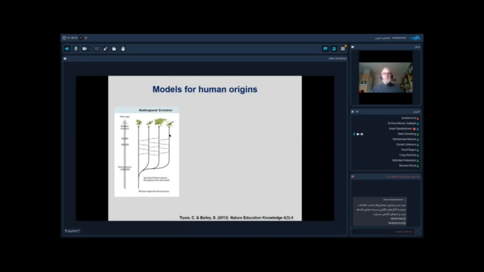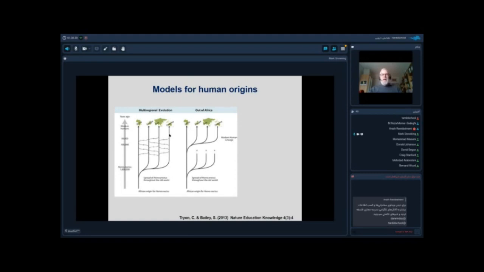Now, as opposed to multi-regional evolution, there were a variety of theories that proposed a single origin, a single place, a single time for modern humans. The most prominent of these was Africa. So again, according to the fossil evidence, you have the first hominins spreading out of Africa 2 million years ago. They're successful for hundreds of thousands of years. But then somewhere around 300 to 350,000 years ago, something special happens in Africa, and that something special is us.